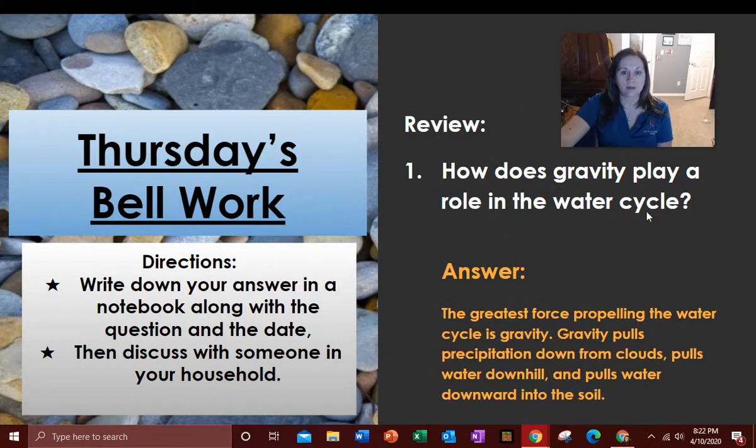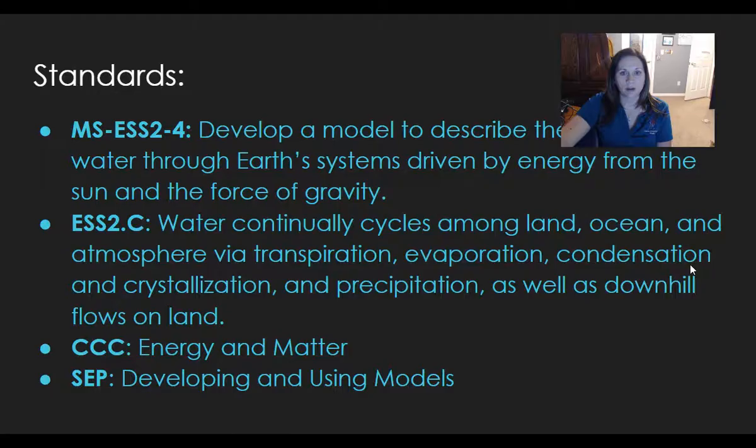The greatest force propelling the water cycle is gravity. Gravity pulls precipitation down from clouds, pulls water downhill, and pulls water downward into the soil. So hopefully you got that, thinking about how gravity affects the water cycle.